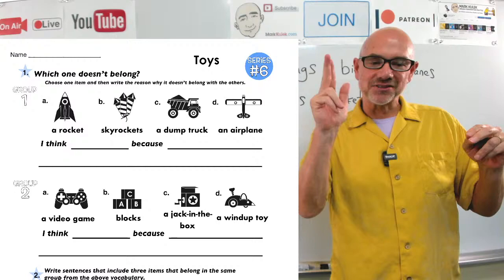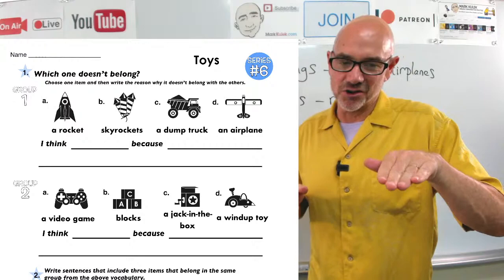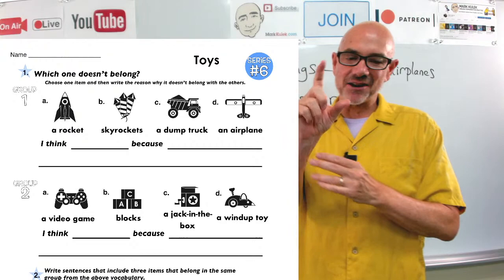Where a rocket, it spends time in space, right? A dump truck can go far, right? And an airplane can go far. So, but not a skyrocket. A skyrocket can only go a short distance. Very good. I like it.